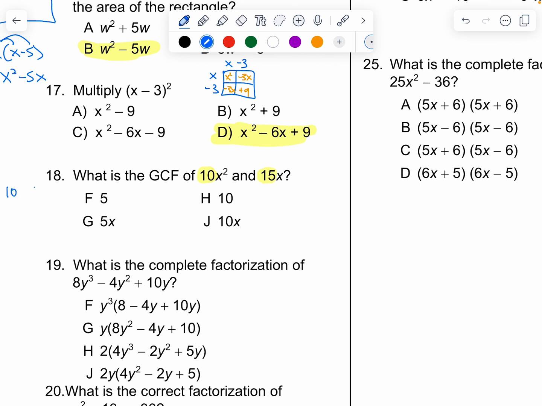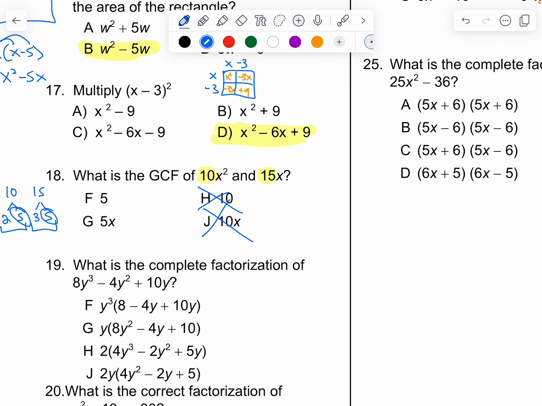And with 5, if you want to do this using prime factorizations, we can split 10 up into 2 times 5, and we can split 15 up into 3 times 5. So what do they have in common in terms of our prime factorizations? Well, they have a 5 in common. So that's another way of determining the GCF. Anyway, 5 should be a part of our greatest common factors. We can cross H and J off.